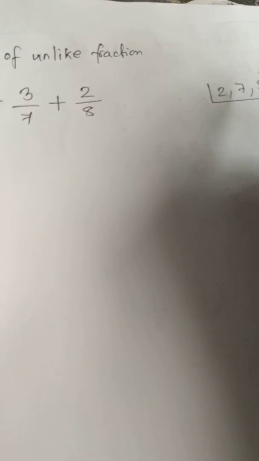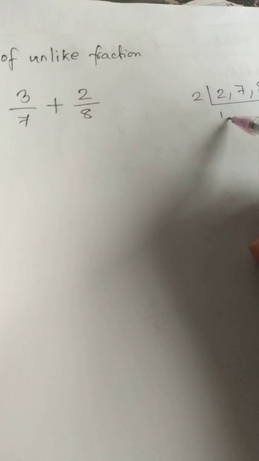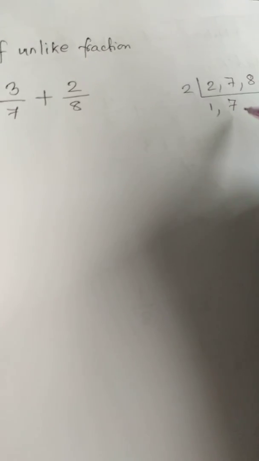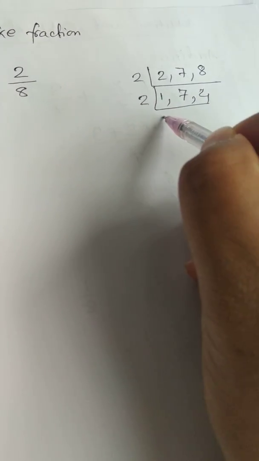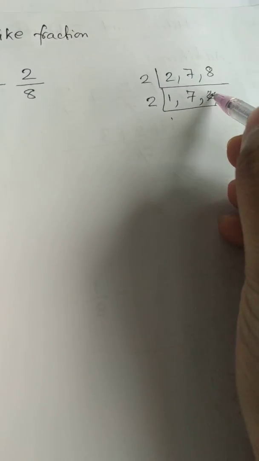Let's find out. 2, 7, 8. 2 ones are 2, 7 remains because 7 is a prime number, and 2 fours are 8. Again, if we divide, sorry, this is 4.